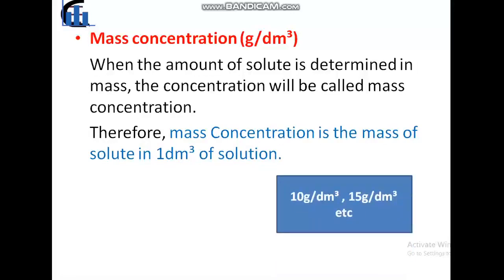For example, 10 gram per dm cube, 15 gram per dm cube. You can have 1 gram per dm cube, 1.5 gram per dm cube. You must have seen such values before now. What it means, for example, 10 gram per dm cube, is that 10 gram of the solute is dissolved in 1 dm cube of the solution, not of the solvent.